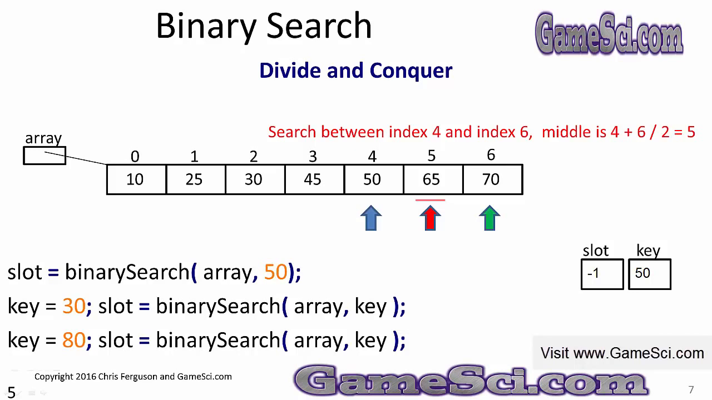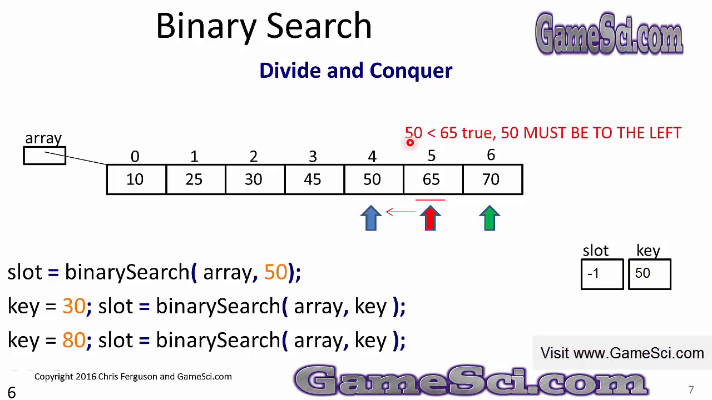Let's adjust our search parameters to search between index 4 and index 6. The middle between 4 and 6, 4 plus 6 divided by 2, is index 5. So the blue arrow is the start of our search range, the green arrow is the end of our search range, and the red arrow is our middle item. 50, our key or our target, is less than 65. That is a true statement. When what we're looking for is less than the middle item, then 50 must be to the left.